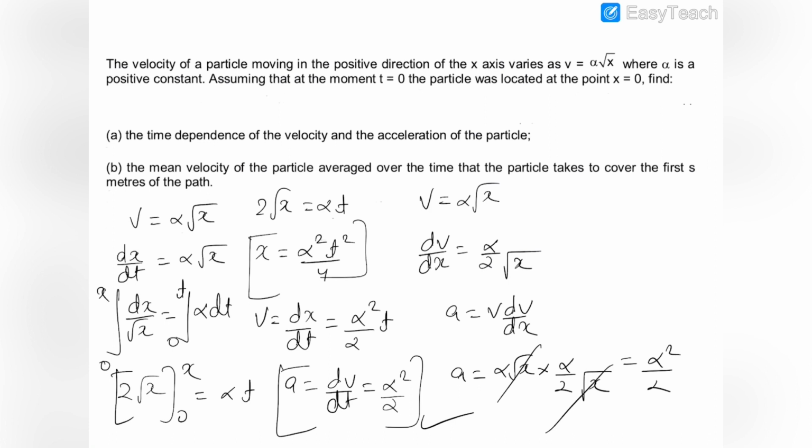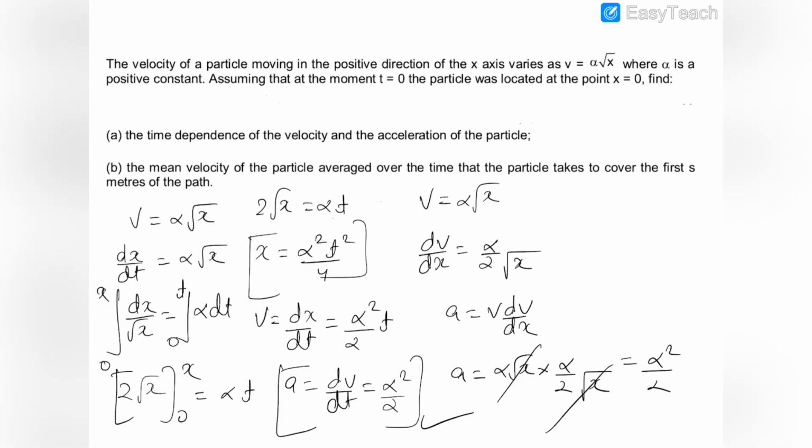Now let us move on to question number B. Question number B says that we have to find out the average velocity of the particle in the time in which it would cover the first s meters. So let us find out the time in which it would cover the first s meters. So you can see that it is starting from x is equal to 0, and x as a function of time is this one.